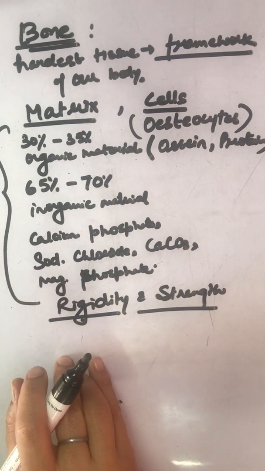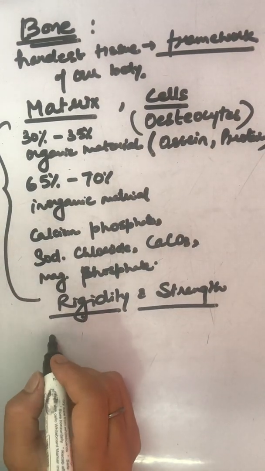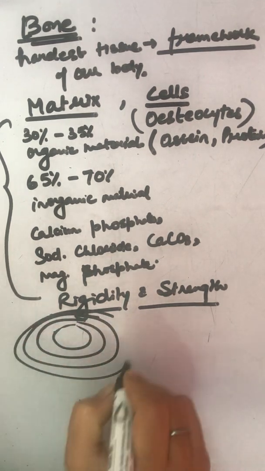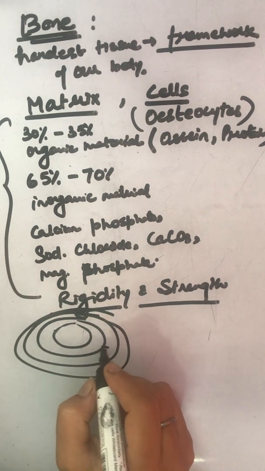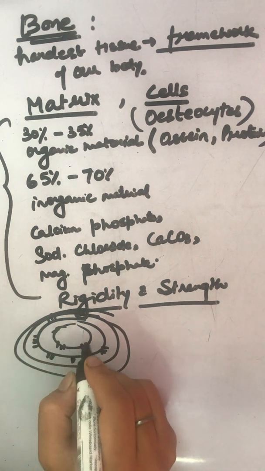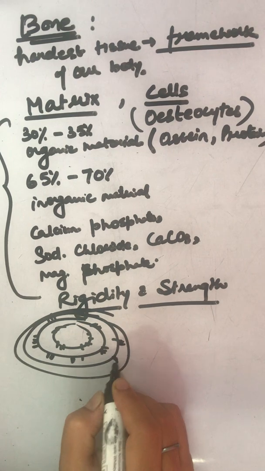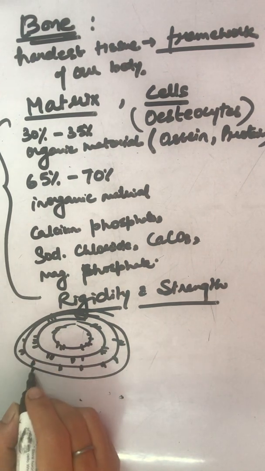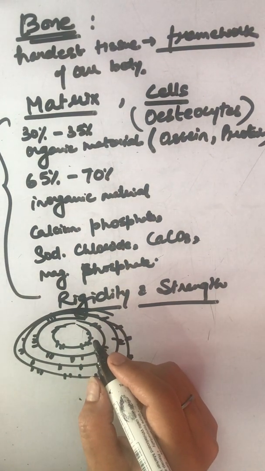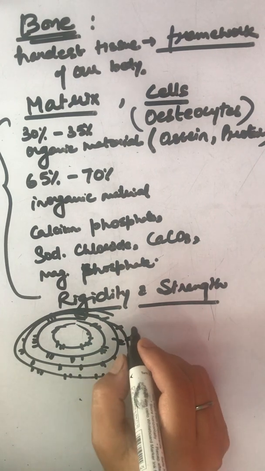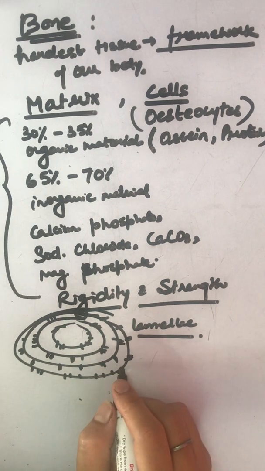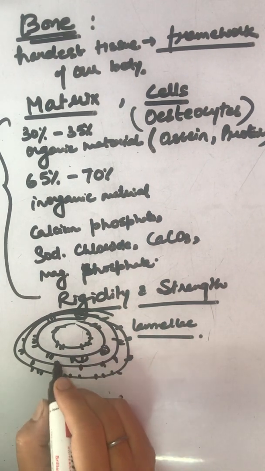Now the matrix of the bone is arranged in the form of concentric rings known as lamellae. Rings look like this. Clear? These are the rings. This is the matrix, which is arranged in the form of rings. It does not just lie anywhere in any way; there is a proper pattern of arrangement. These rings we call lamellae. In between the lamellae are present the bone cells.